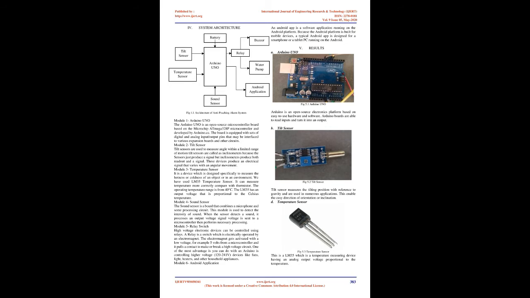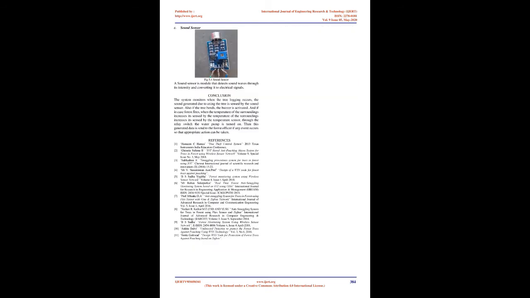Module 1: Arduino Uno. The Arduino Uno is an open-source microcontroller board based on the Microchip ATmega328P microcontroller and developed by Arduino.cc. The board is equipped with sets of digital and analog input/output pins that may be interfaced to various expansion boards and other circuits. Module 2: Tilt sensor. Tilt sensors are used to measure angle within a limited range of motion. Tilt sensors are called inclinometers, but the sensors just produce a signal, while inclinometers produce both a readout and a signal. These devices produce an electrical signal that varies with angular movement.